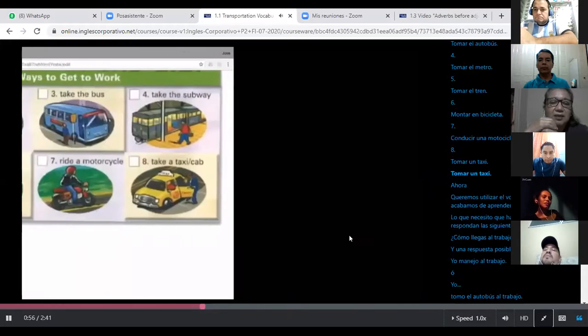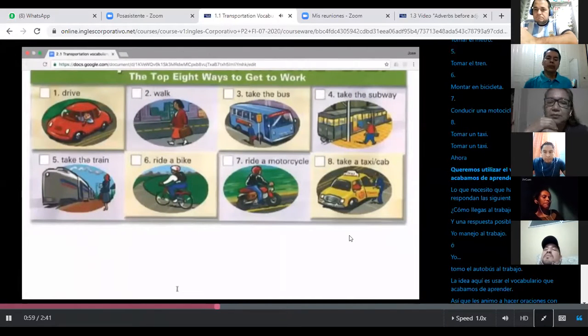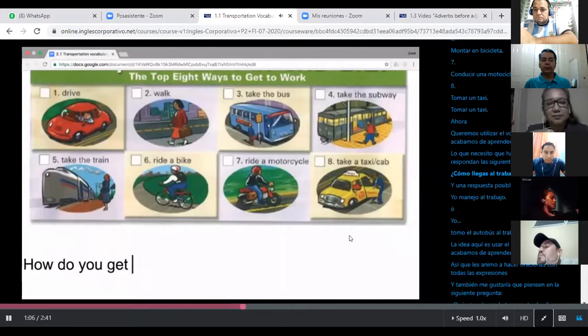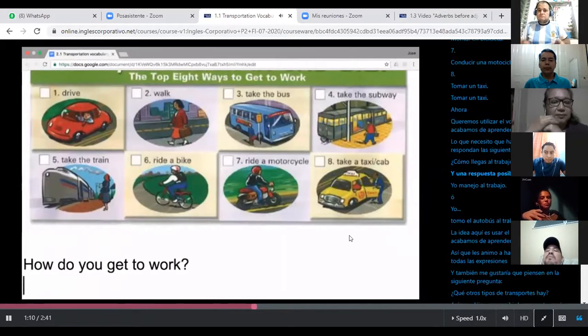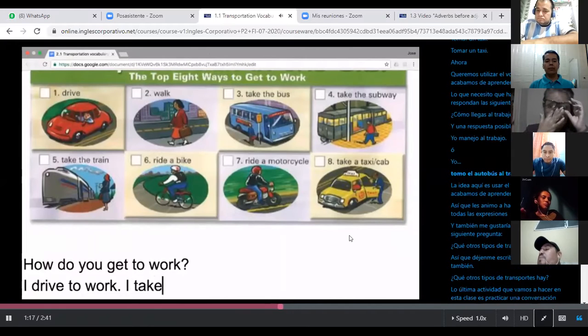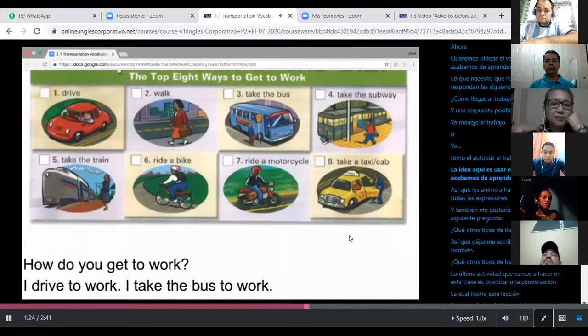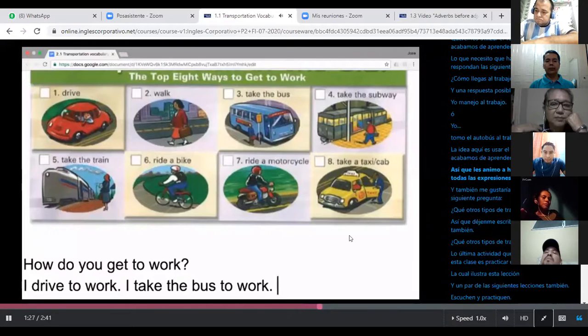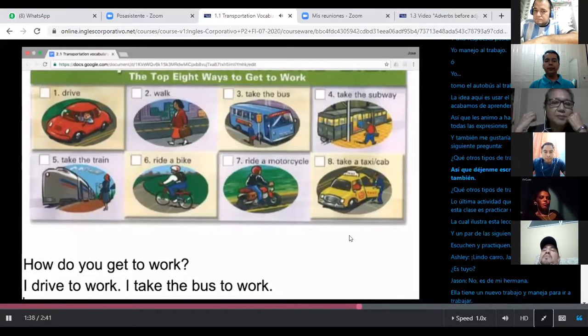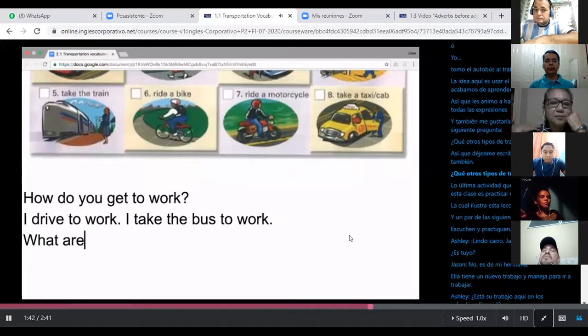Take a cab. Now, we want to use the vocabulary that we just learned. So to do that, I will need for you to answer the following question. How do you get to work? And a possible answer may be, I drive to work. Or I take the bus to work. The idea here is to use the vocabulary that we just learned. So I would encourage you to make sentences with all the expressions. And also, I would like for you to think about the next question as well. What are some other kinds of transportation? So let me write that question here as well. What are some other kinds of transportation?